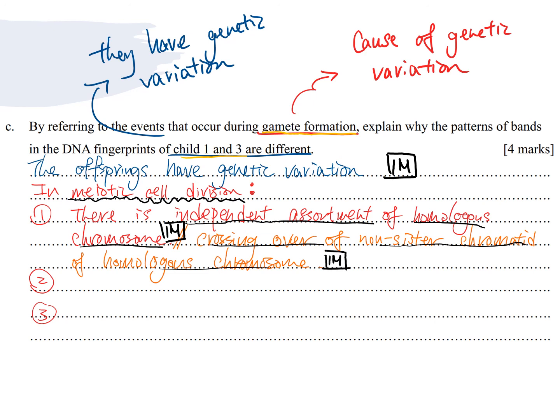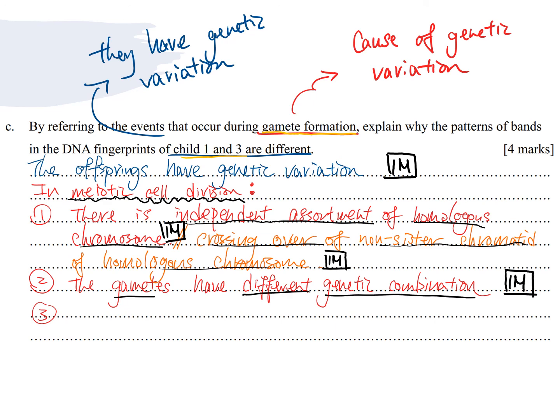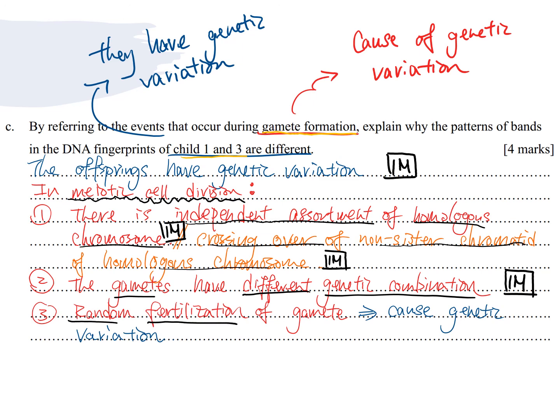And then what you can tell me is that the gametes, the sperm and ovum formed, are having different genetic combinations. And last but not least, many different genetic combination gametes, they will form and fuse together randomly to give zygote. So random fertilization of gametes causes genetic variation in, write it down, in zygote. So you get the final 1 mark. In total, you will get 4 marks for this question.